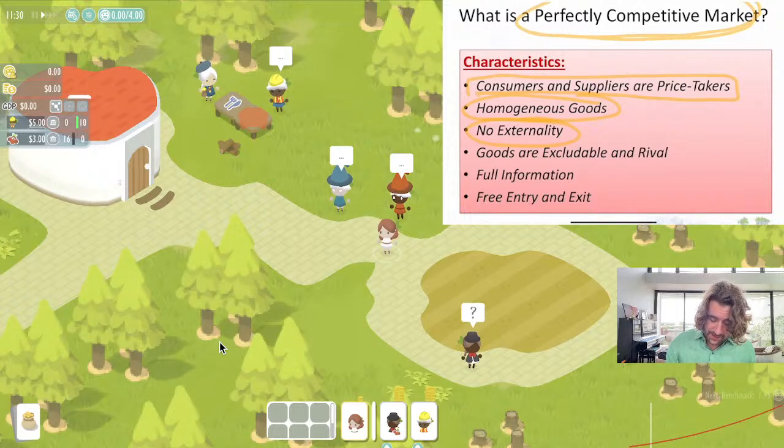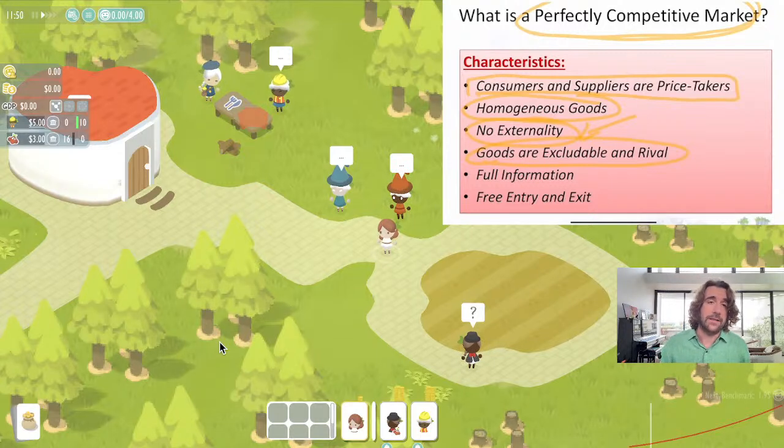We are respecting what the characterization of a perfectly competitive market is. Goods are excludable and rival. Excludable means that you can prevent the consumers from using the good. If the producer doesn't want to sell the good to a consumer, they can do so. So it can be excluded, and also they are rival. If the household eats one red berry, there is one less red berry that can be eaten by the population.